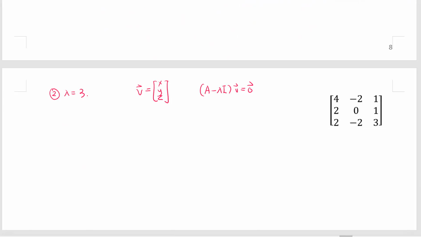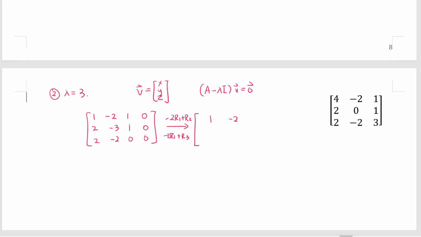A minus lambda: 4 minus 3 is 1, 0 minus 3 is negative 3. Oops, that's 1. Then 2 minus 2, 3 minus 3, 0. And the last column is zeros. So we can use the 1 to kill the entries below it. Negative 2 R1 added to R2, negative 2 R1 added to R3.